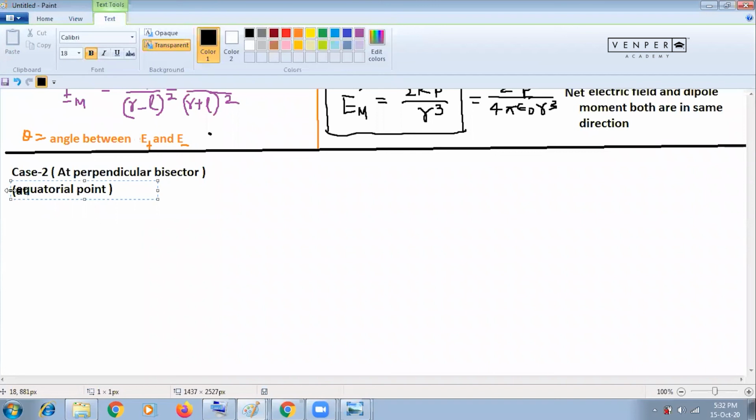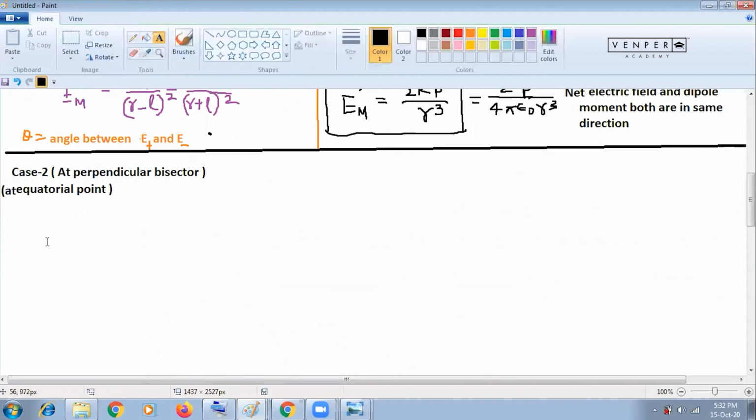So at equatorial. Everyone understanding? Last thing understood clearly, no issues? Yes? Okay. So now you see, same thing.